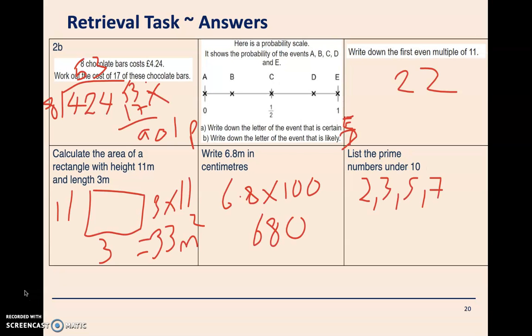Okay, so here's your answers. So again, we're looking at practicing our division using the bus stop method, what we know about the definition of a multiple, what we know about prime numbers, conversion, and there's even a bit of area as well thrown in there with a bit of probability. So make sure you're marking them with your green pens and ticking any ones you got correct.